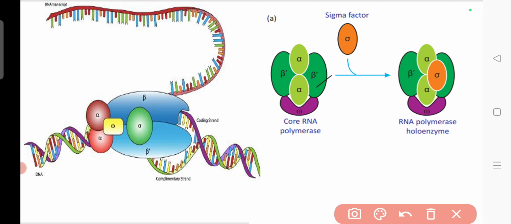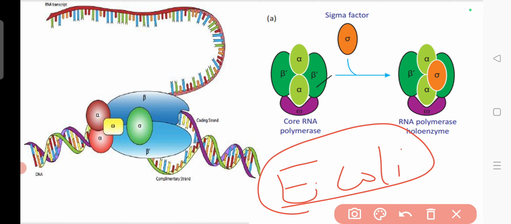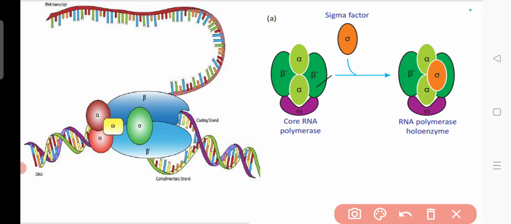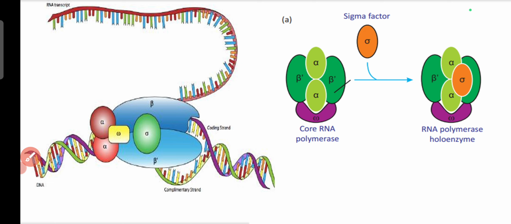In some cases, an omega factor is also present in the structure of RNA polymerase, but in E. coli, which is a prokaryote, only five subunits are there. This subunit is not there in E. coli. So this is the detailed structure analysis of the RNA polymerase. In our next video, we will discuss the process of RNA synthesis.